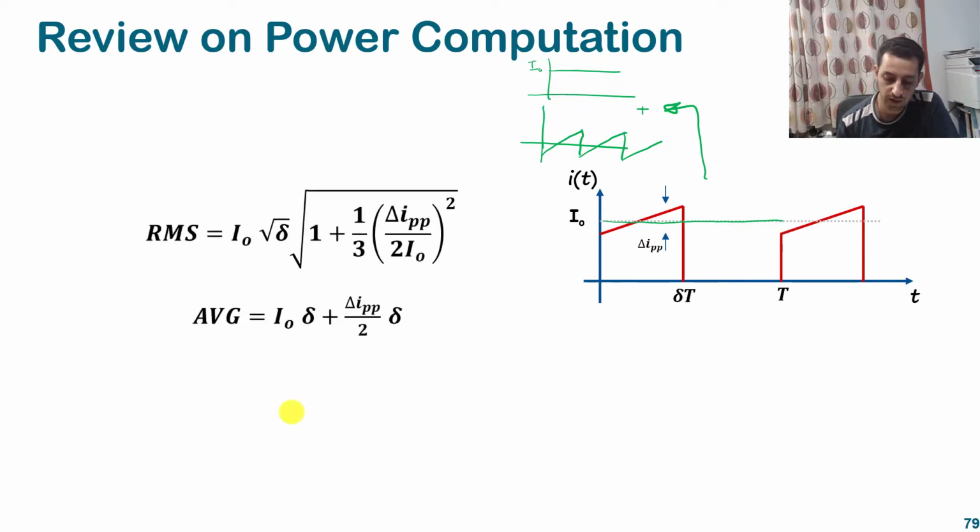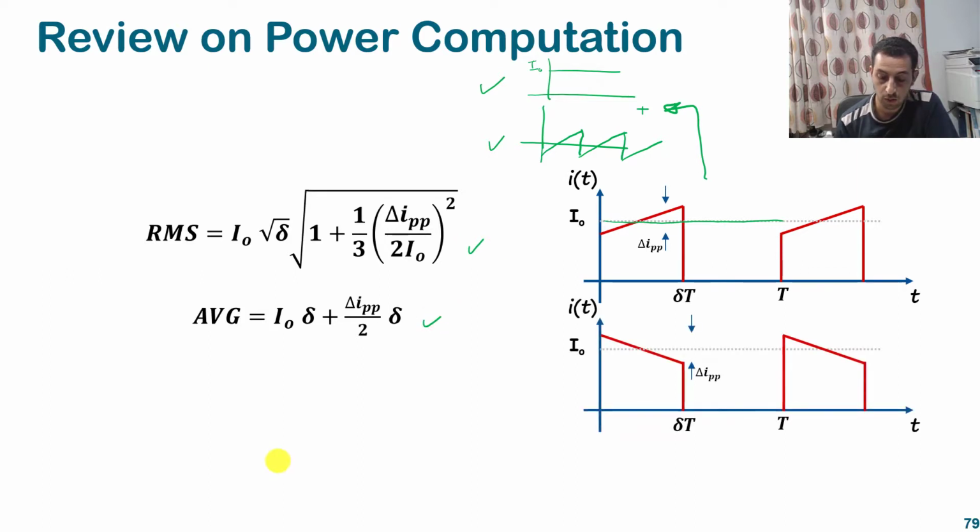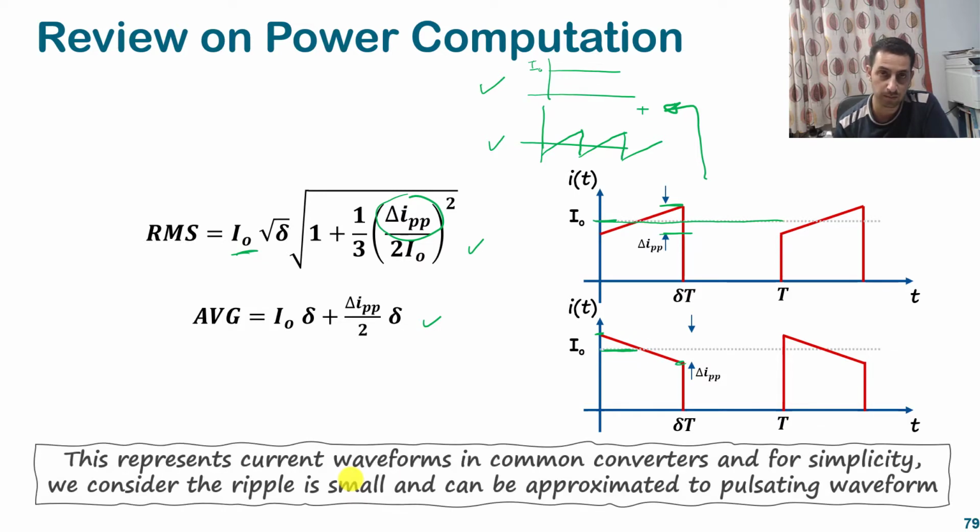After knowing the RMS value for this one and the RMS value for this one, I think you can compute the RMS value and the average. Also, if I changed here, because the peak to peak value I kept the same, and the average value I kept the same for this signal, so the peak to peak value and the average value are the same, I can get the same RMS value.